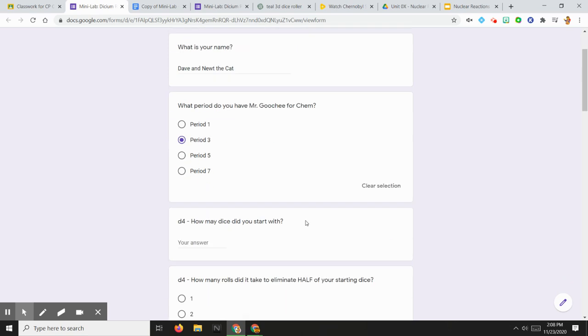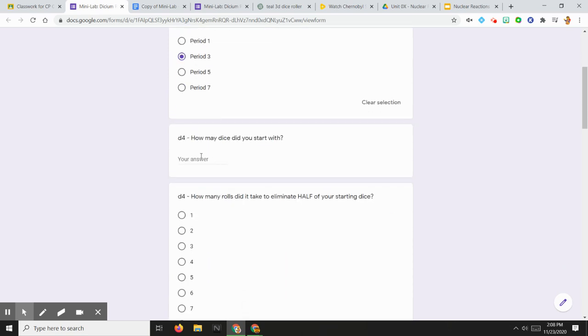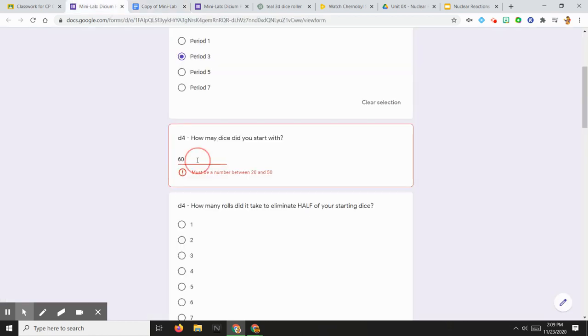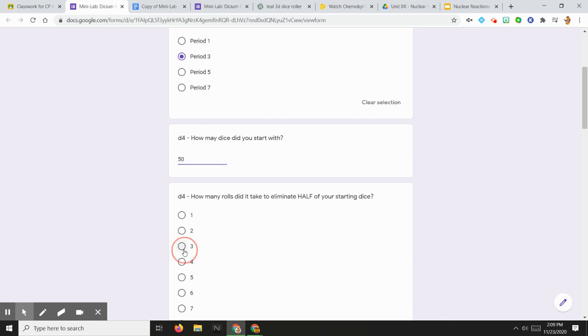Okay. So, period 3. How many D4 dice did I start with? I started with 60. How many rolls did it take to eliminate half of them? It took 3 rolls. Oh, I put a little thing in here that won't let me enter 60 because it has to be between 20 and 50. Let's say that I rolled 50 instead. It took 3 rolls.